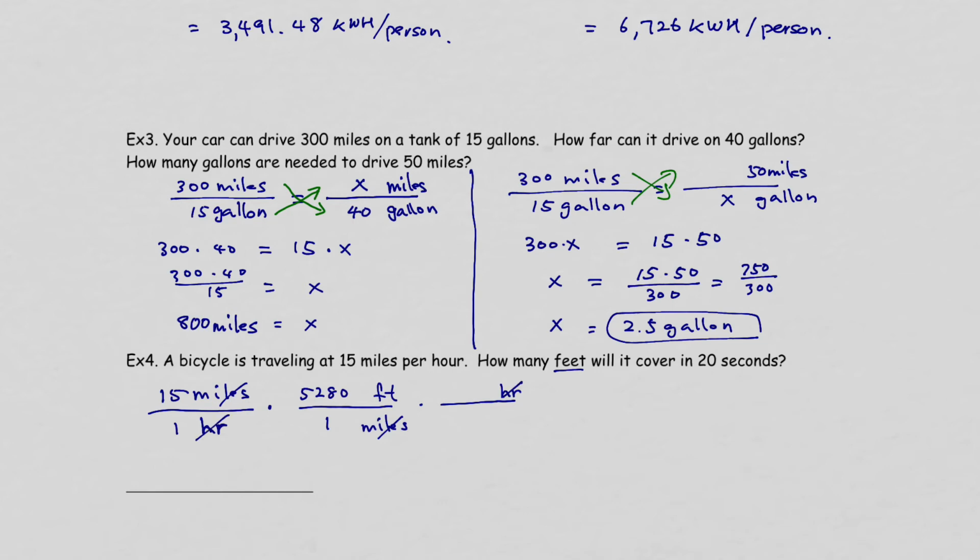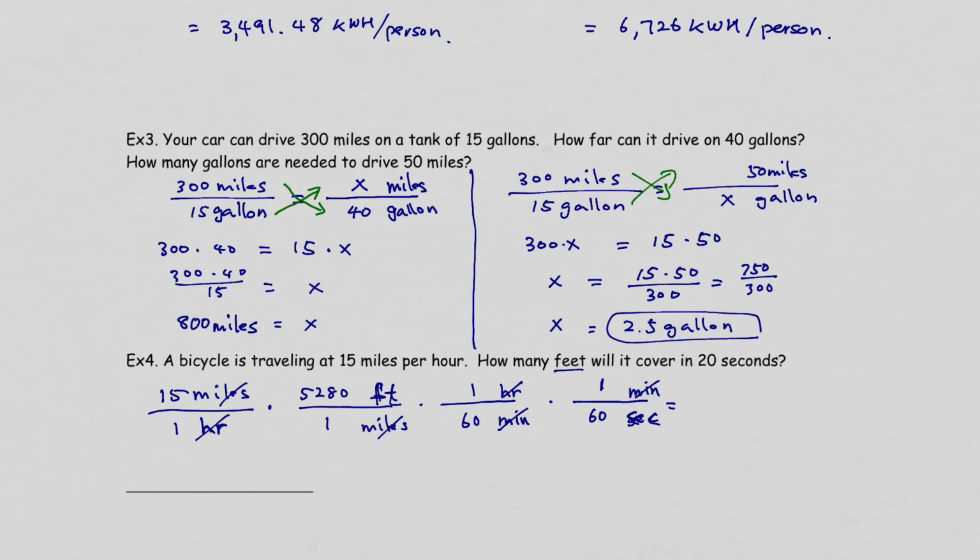We know 1 hour is 60 minutes. But again, we're trying to make minutes into seconds. So 1 minute is 60 seconds. So that minute and minute will cancel out. You will have seconds. Numerator will be feet, denominator will be seconds. So this is the multiplication you're going to have.